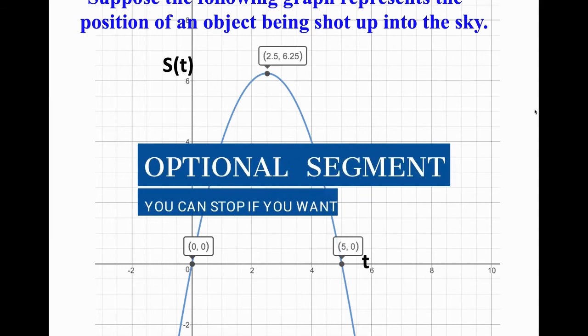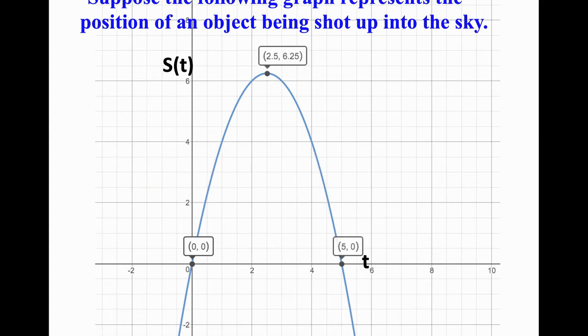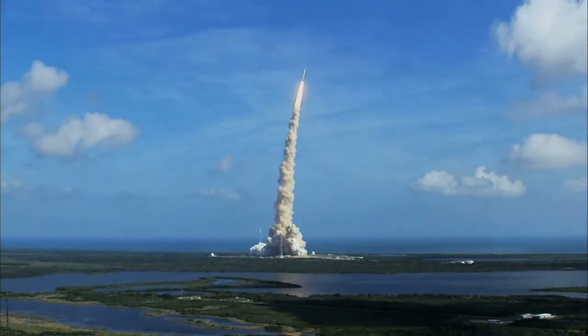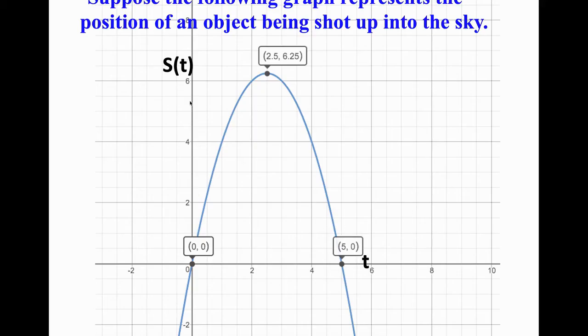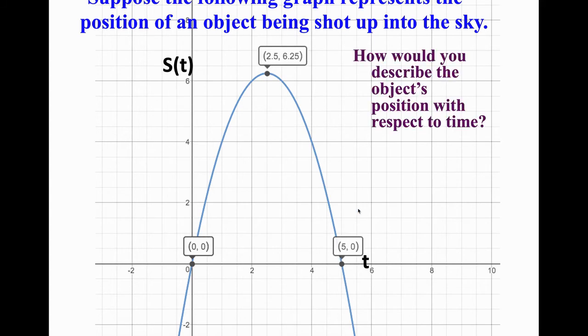So you may be wondering, why do we need all these vectors? Here's a really quick example of vectors if you were not in a physics class or if it's been a while. Suppose this graph represents the position of some object being shot up into the sky. S of t just represents height and t is time. How would you describe the object's position with respect to time?